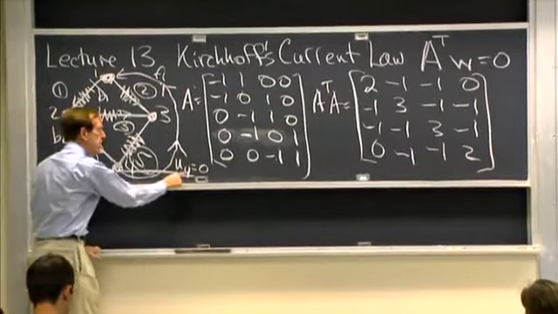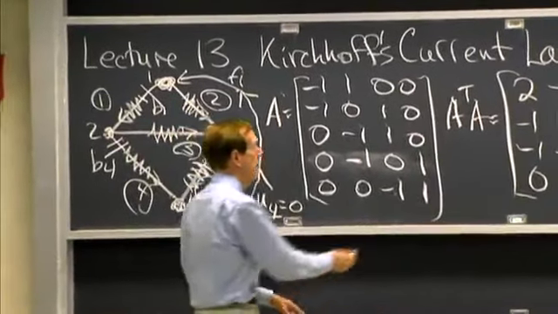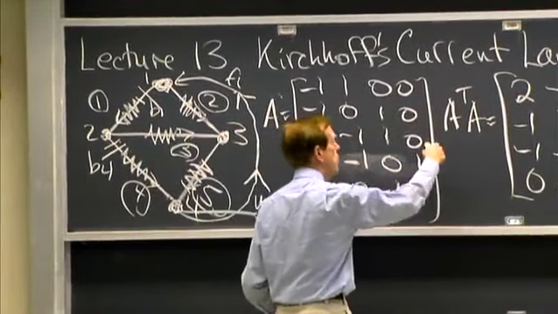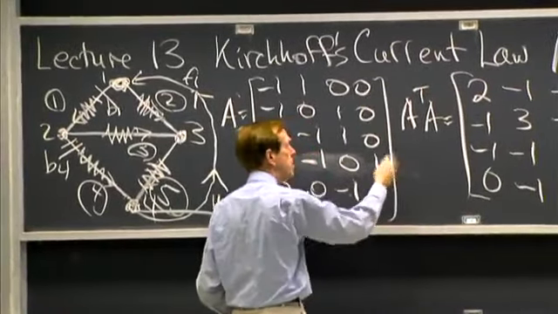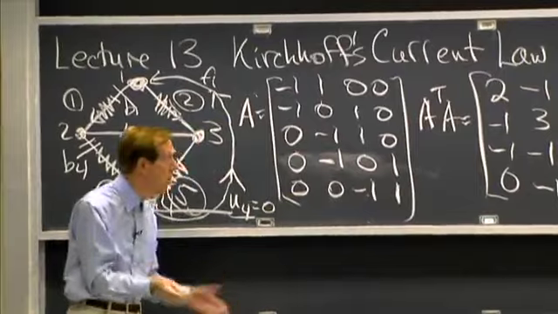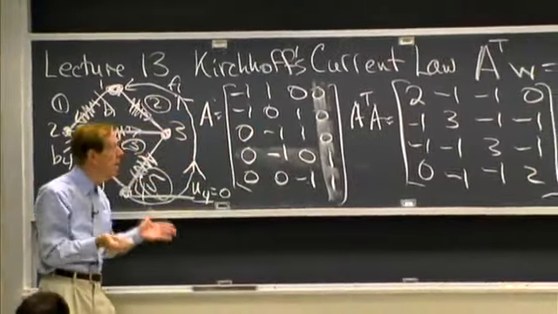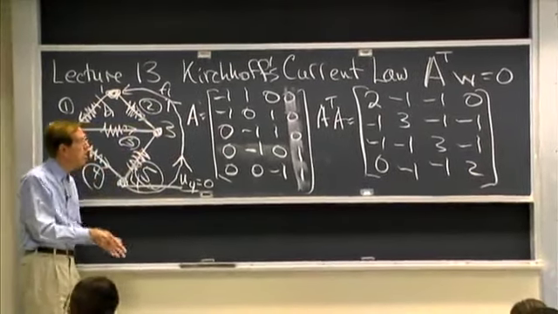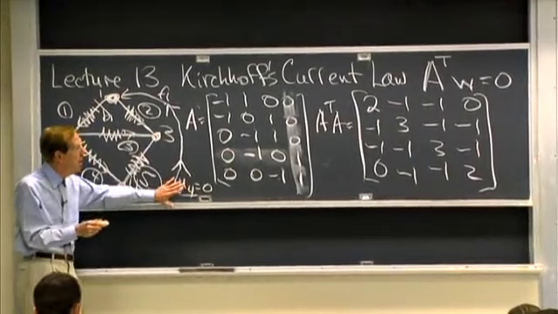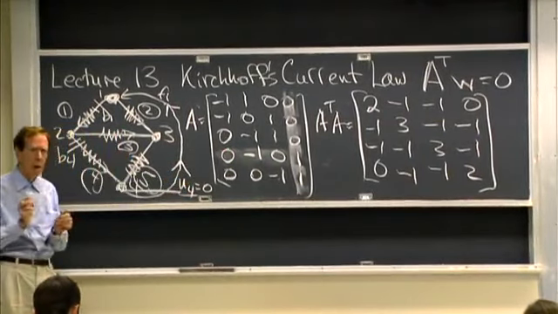Now, I indicated what happened here. When U4 was 0, that means that in A times U, the U4 there, the 0 that's multiplying this, is not unknown anymore. It's known. And so that column is not really needed anymore in A transpose A, because U4 is gone from my list of unknown potentials. Okay.